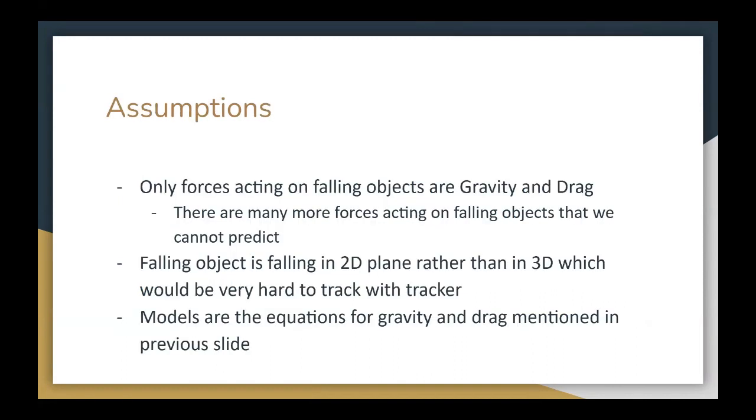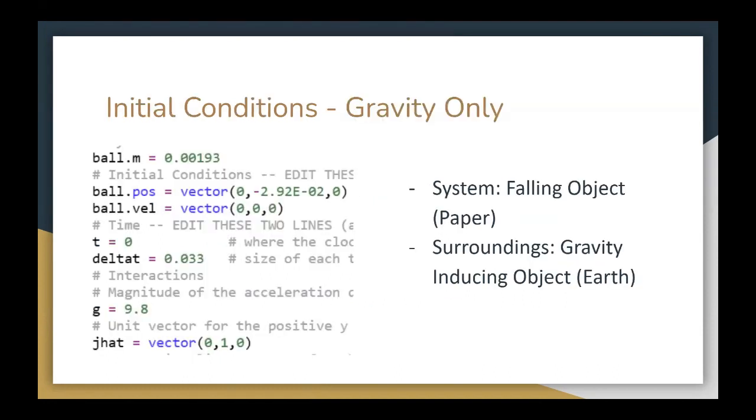All right, so some assumptions for this is that the only two forces that are affecting the falling object is the gravity and the drag force. There may be some other forces that are affecting the falling objects, but we are not considering them for this model. And we are also assuming that the falling object is falling in a 2D plane rather than a 3D space, which is not entirely true, but it's close enough to be true, so it works out. And again, we are modeling this motion with the equations for gravity and drag that are mentioned in the previous slide.